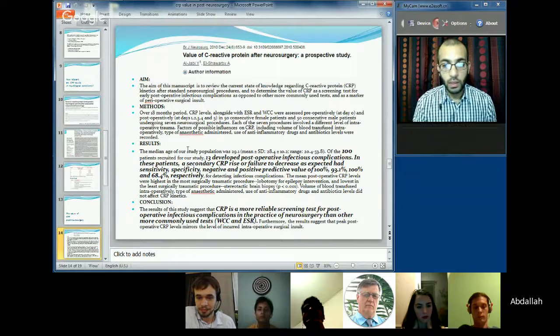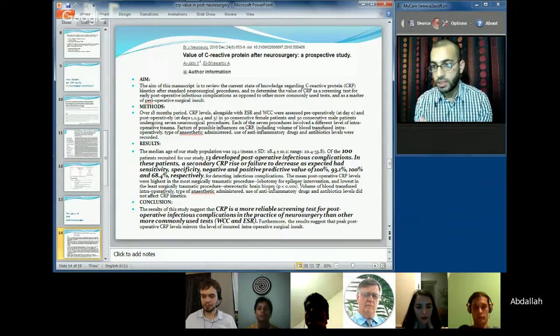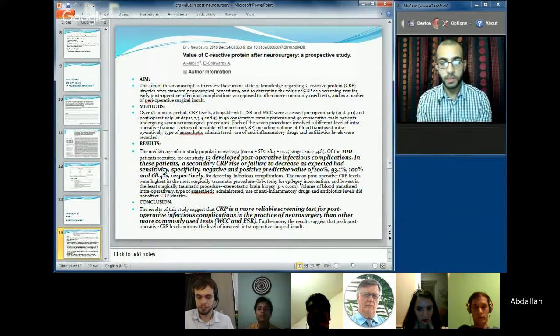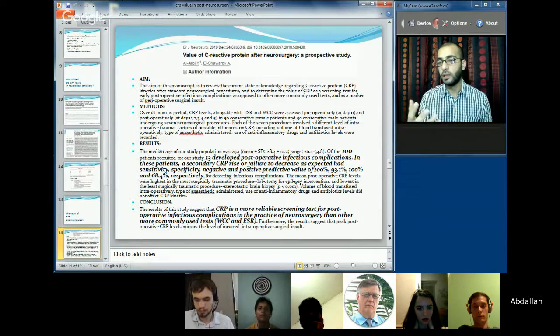In this study, we can see that the results say that there were 100 patients that were recruited in the study. 13 of those 100 developed post-operative infectious complications. So the 100 patients went through neurosurgical procedures, and 13 people of those 100 developed post-operative infectious complications. In those patients, a secondary CRP level rose, or it failed to decrease as expected in the other patients. So whether the secondary CRP levels increased or they stayed as they were, they didn't go down, as expected in the other patients.